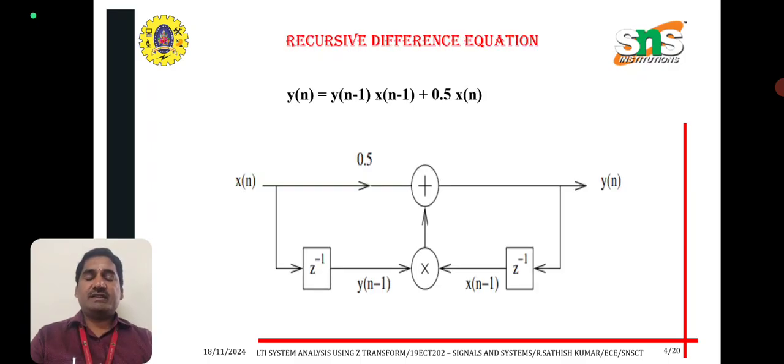Recursive difference equation: y of n is equal to y of n minus 1 plus x of n minus 1 plus 0.5 into x of n. X of n multiplied with 0.5 is equal to 0.5 into x of n. Y of n multiplied with z inverse, we can get y of n minus 1. Again, x of n multiplied with z inverse, we can get x of n minus 1. That can be added with 0.5 into x of n.